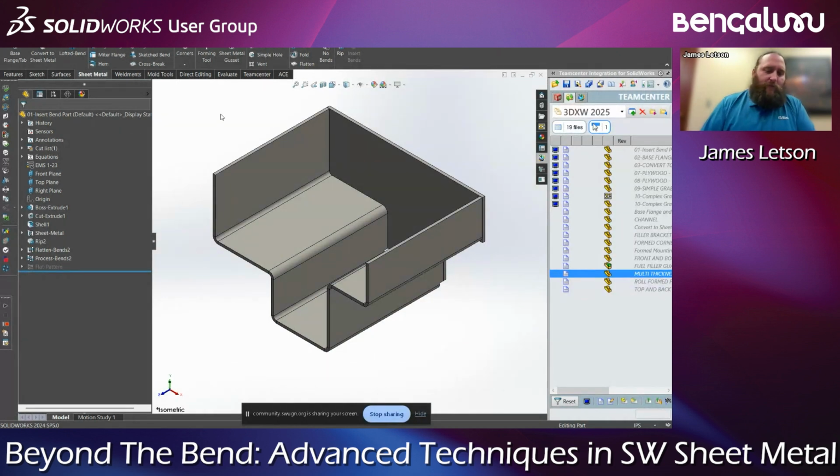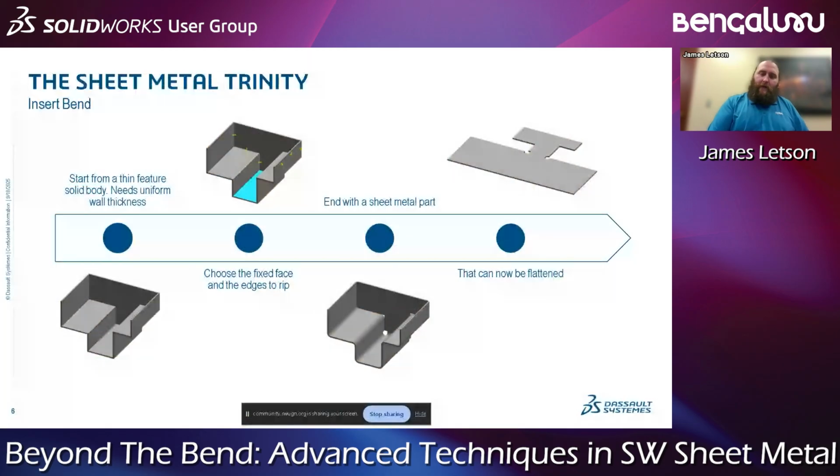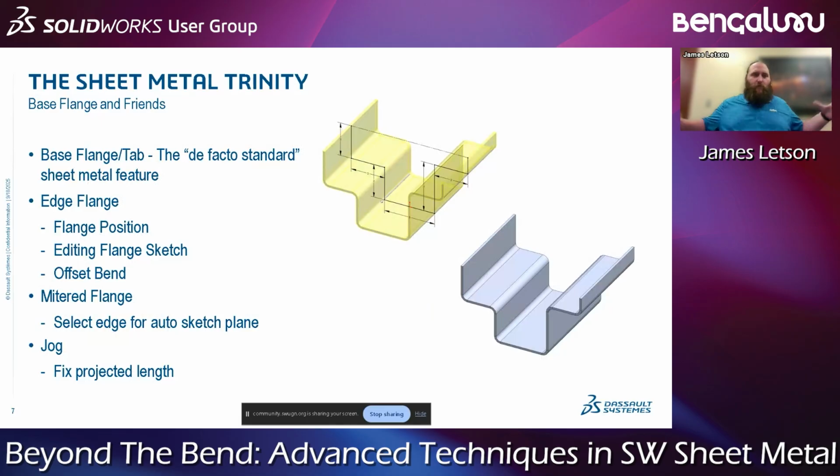We will touch on it again once we get into our geometry gone rogue, all about imported geometry. But for now, let's hop back into the presentation and move on to our next feature of our sheet metal trinity. This is kind of a group of features, what I call the base flange and friends portion of this presentation. Anyone who has any knowledge of SolidWorks sheet metal is most likely going to know what base flange tab is, right? This is our de facto standard sheet metal feature, as well as some of these other ones like edge flange, miter flange, and jog.